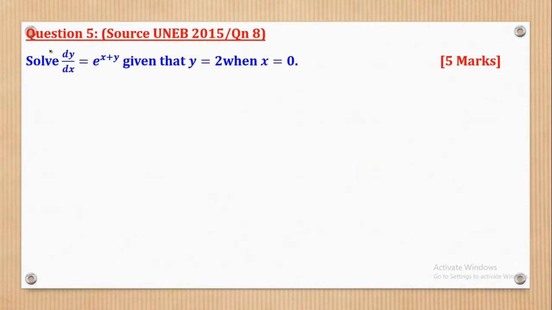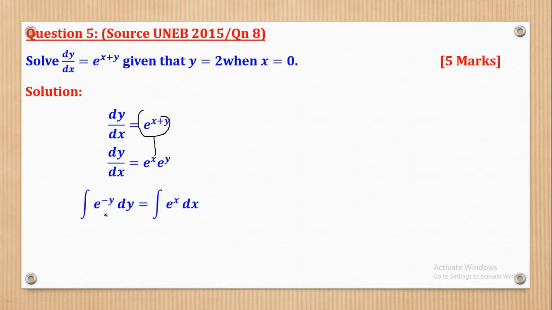Now we shall go to question 5, which came from UNEB 2015, paper 1, question 8, and says solve this given that y is equal to this when x is equal to 0. So the first step is to separate the variables. You should realize that this one is the same as this. Then when you separate the variables and put integrals on both sides, you'll come up with this line.